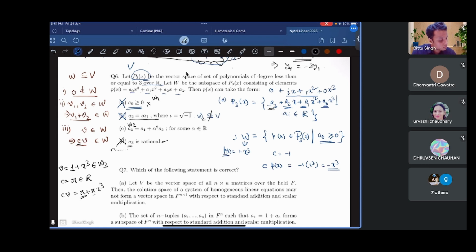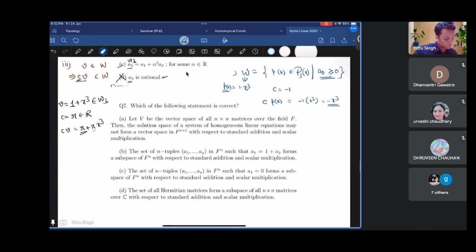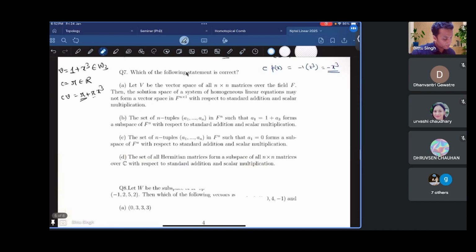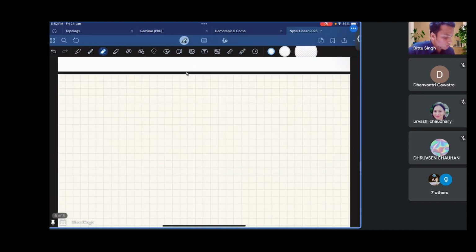Now for option C, it is true. Why is it true? It is given that A3 is the same as A1 plus alpha square A2. Let me write somewhere else. Here A3 is given as A3 is the same as A1 plus alpha square A2. Alpha is a real number.